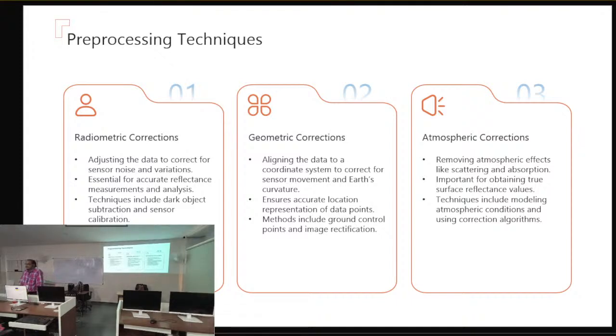So the image acquired by the sensor has to be made usable so that it maps the area of the ground for which you have mapped. For the area to map, the area information and location of the area, all those things you have to assign to that. That's what exactly will happen in the form of the radiometric corrections, geometric correction, and also the atmospheric corrections. In the radiometric corrections, it will be adjusting the data to correct the sensor noise and variations.